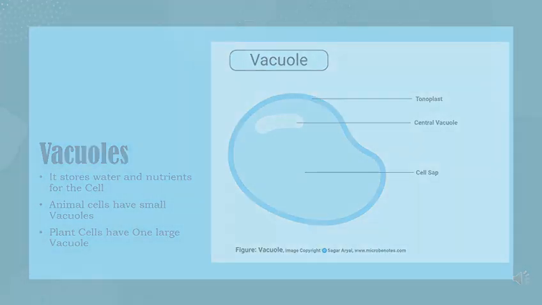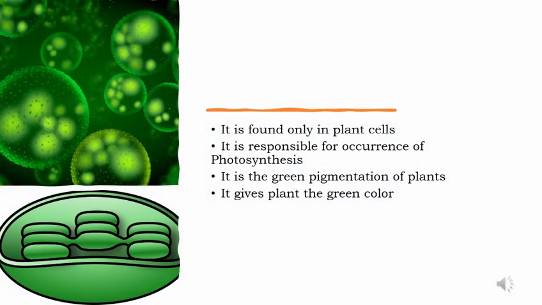Next, we have an organelle that is significant to the plant cell. It is a site whereby photosynthesis takes place, which is a process where plants produce their own food. It is also responsible for the green pigmentation of plants and leaves. In other words, it is responsible for giving plants their green color.